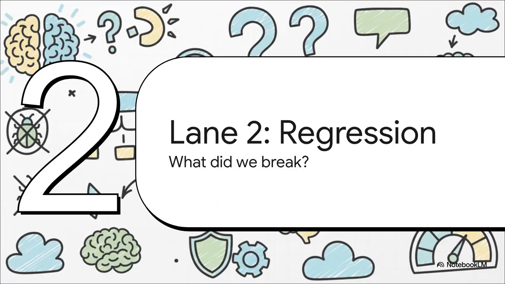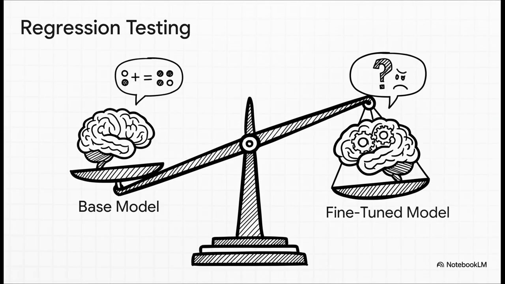Okay, on to lane 2, regression. Here's the scary part. By making your model a specialist at one thing, you might have accidentally broken its ability to do something else. This is a real thing called catastrophic forgetting, and it's a really sneaky but serious problem. So to catch this, you basically have to pit your new model against the original base model using really general prompts. Did it forget how to do basic math? Or even worse, does it now try to reframe a simple math question as some kind of domain-specific advice? That is a huge red flag that your fine-tuning has gone too far.